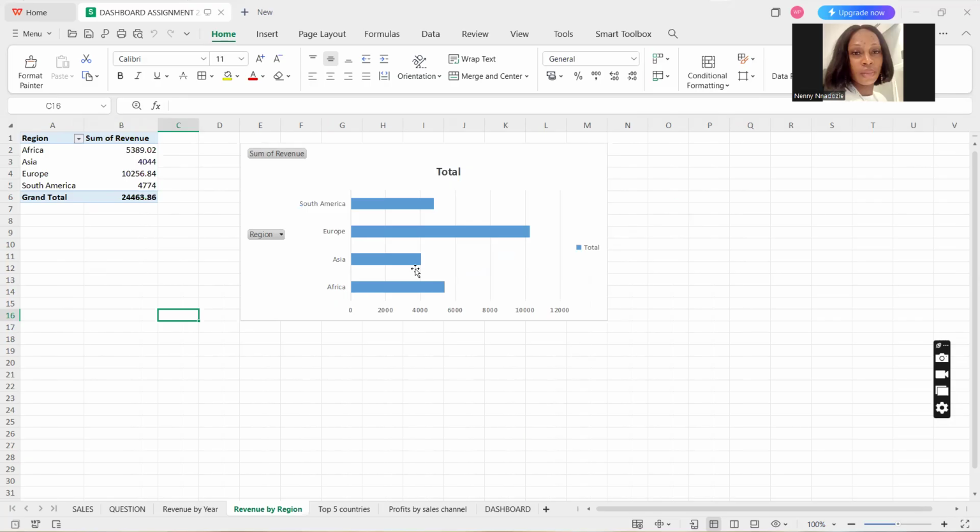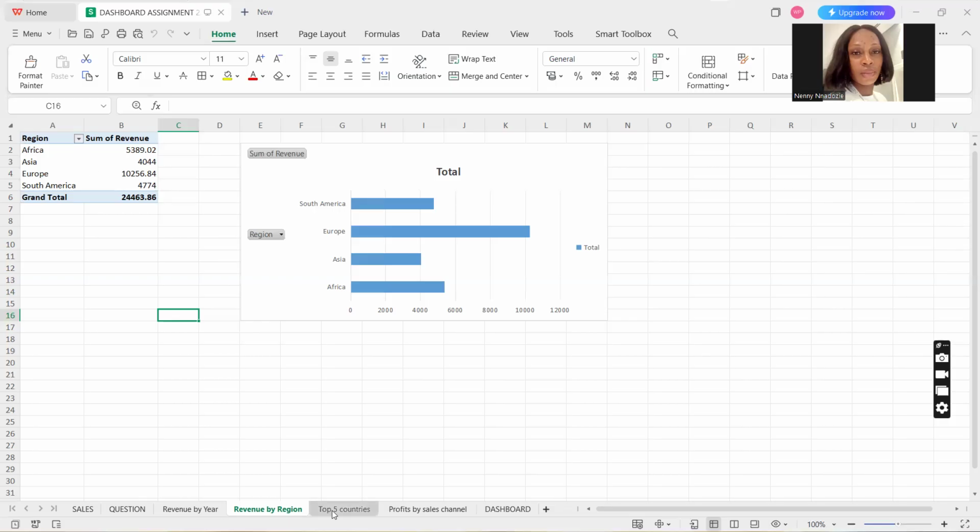In revenue by region, we have 4 regions: Africa, Asia, Europe, and South America. And these regions have different revenue they generated. When we look at this table, we'll see that Europe generated the highest revenue of $10,256. That's a really huge amount. This is followed by Africa, then South America, then Asia.